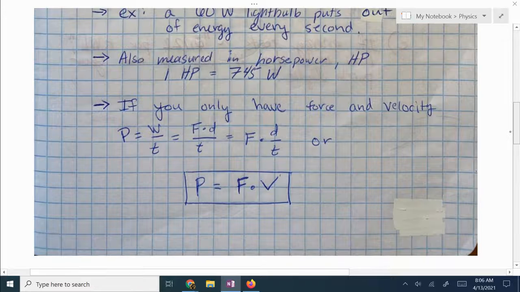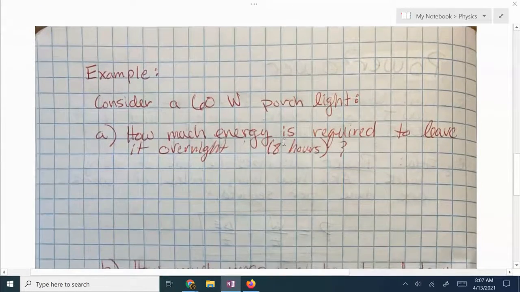There may be situations where you only have force and velocity. If that's the case, we can take our equation: power is equal to work divided by time. Work is equal to force times distance. Go back to the work notes if you forgot about that. Then I can rewrite this, because the order of multiplication doesn't matter, with F over here and D over T. The reason I would do that is because distance divided by time is velocity. So power is also equal to force times velocity.